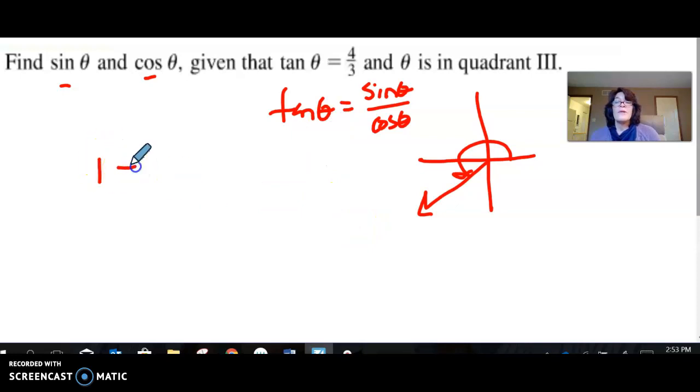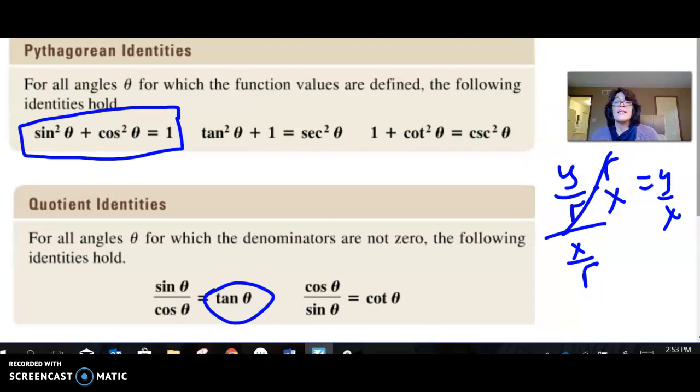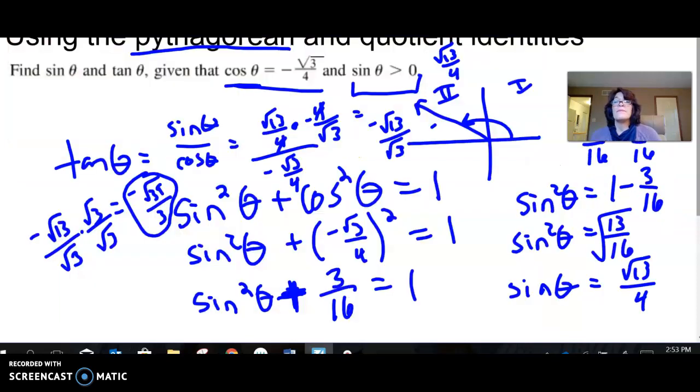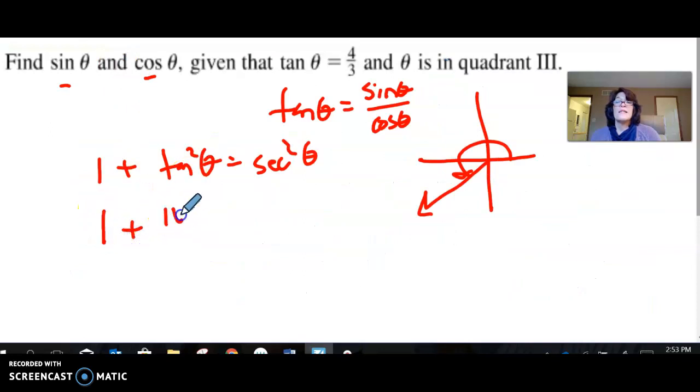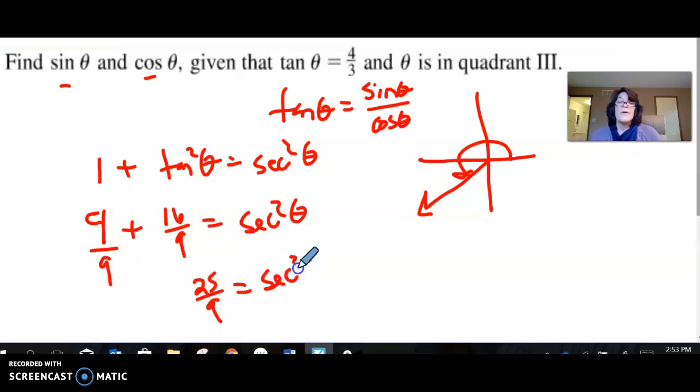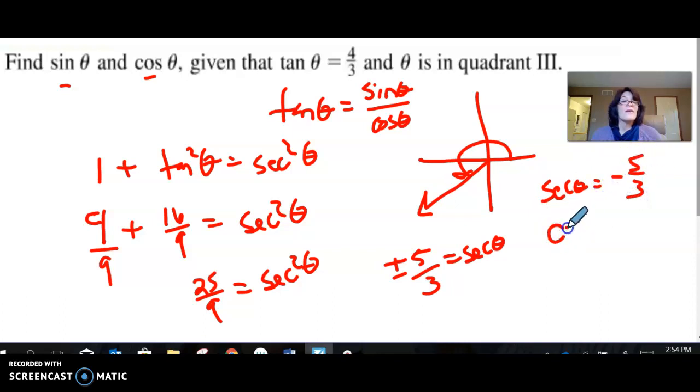Okay, I do know that 1 plus tangent squared is secant squared, right? That's one of my Pythagorean identities. So I know that 1 plus 16/9 is secant squared. What's 1? The same as 9/9. Let's add this together. We get 25/9 is secant squared. So that means if I take the square root, I get plus or minus 5/3 is secant. Well, since I'm in the third quadrant, I'm going to take the negative. So secant is negative 5/3, which tells me that cosine is negative 3/5. Okay, cosine is negative 3/5.